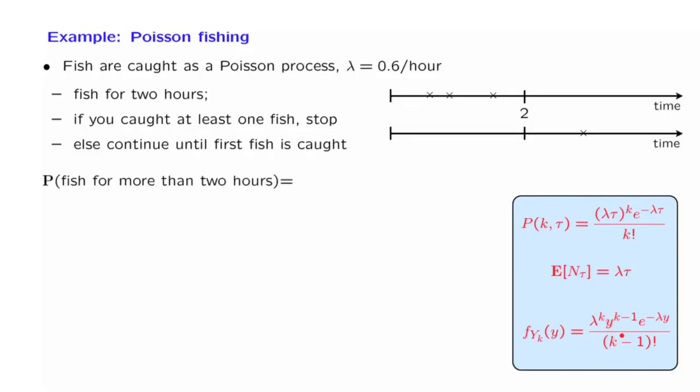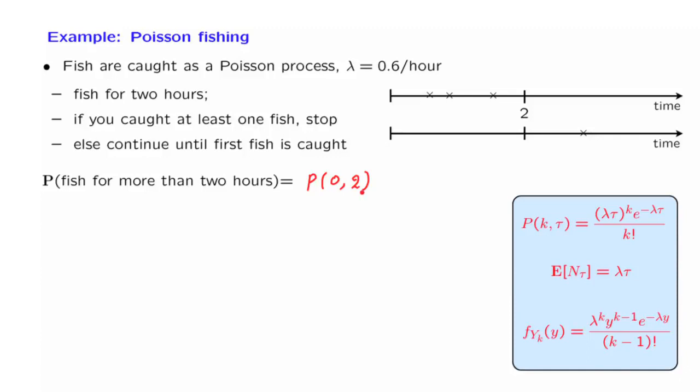The first question is, what is the probability that you get to fish for more than 2 hours? Well, you get to fish for more than 2 hours if and only if you didn't catch any fish during the first 2 hours. So this is the probability of catching 0 fish in the first 2 hours. And we can use this formula, substitute k equal to 0, tau equal to 2, lambda equal to 0.6, plug in the numbers and obtain a numerical answer. We will not bother with the numerical answers, we will just be writing down the expressions that give us the answers.